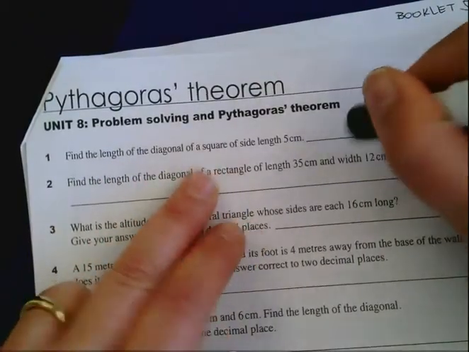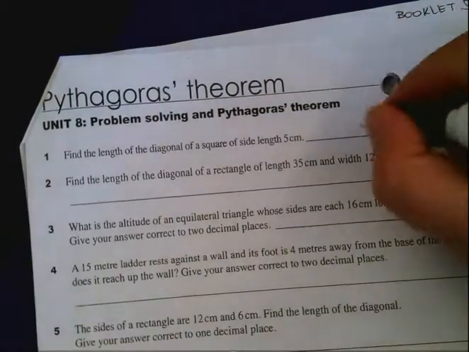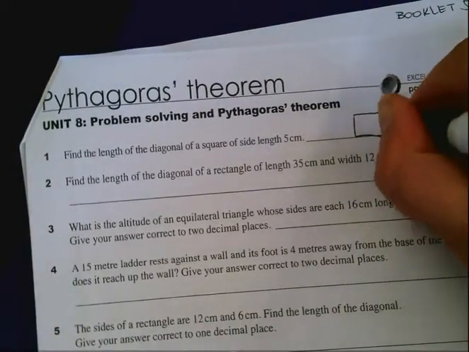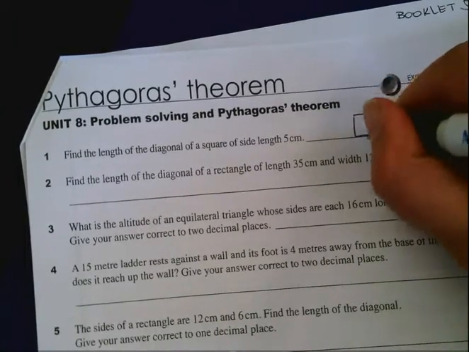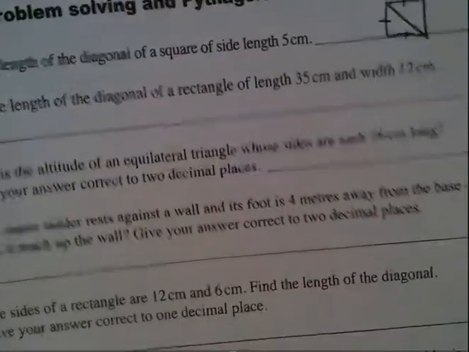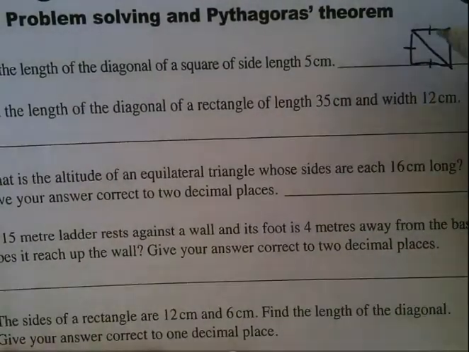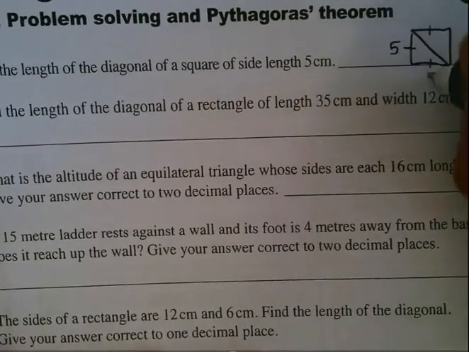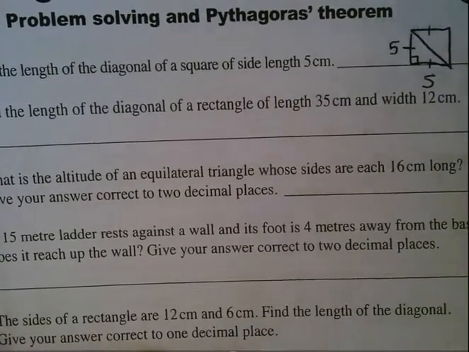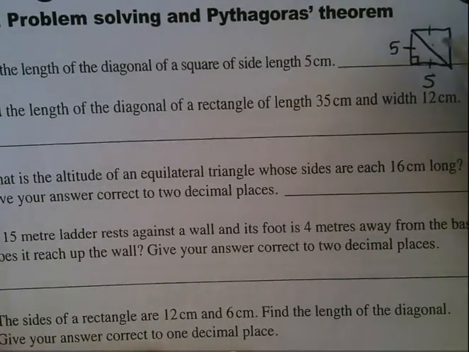Find the length of a diagonal of a square with side length 5 centimeters. What do I draw? A square. And draw a line through it, a diagonal. And what do I write on it? Where are the 5s? The sides or the diagonal? The sides. So 5, 5. Don't you need another line? No, I don't need to go both ways.